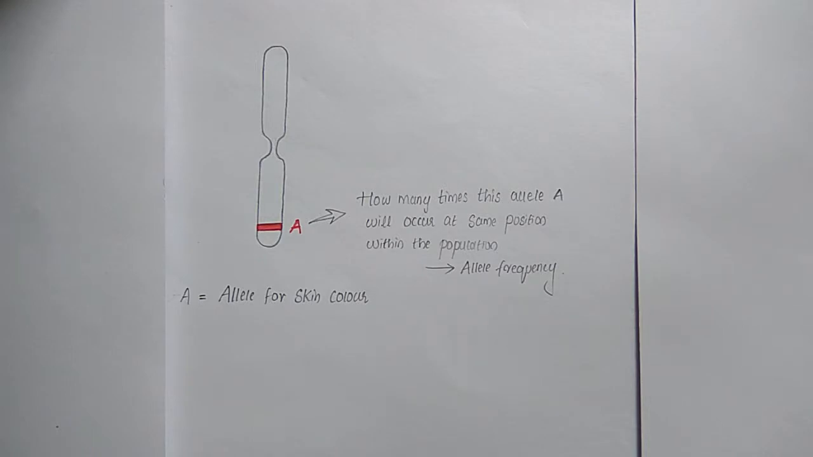Now let's try to understand what allele frequencies are. We know that alleles are the alternative forms of genes which occupy identical loci on the homologous chromosomes and can control the contrasting forms of the same trait. Usually a gene can exist in two allelic forms, dominant and recessive.